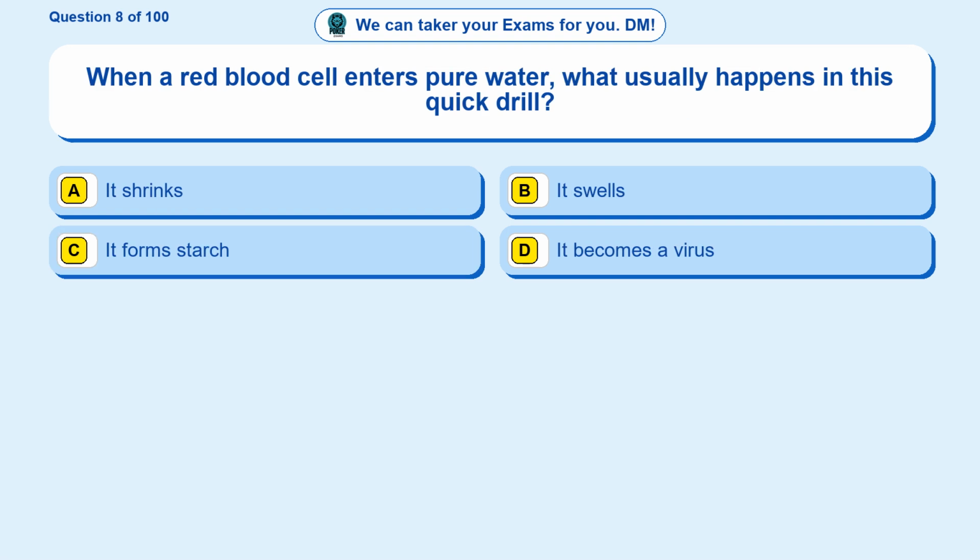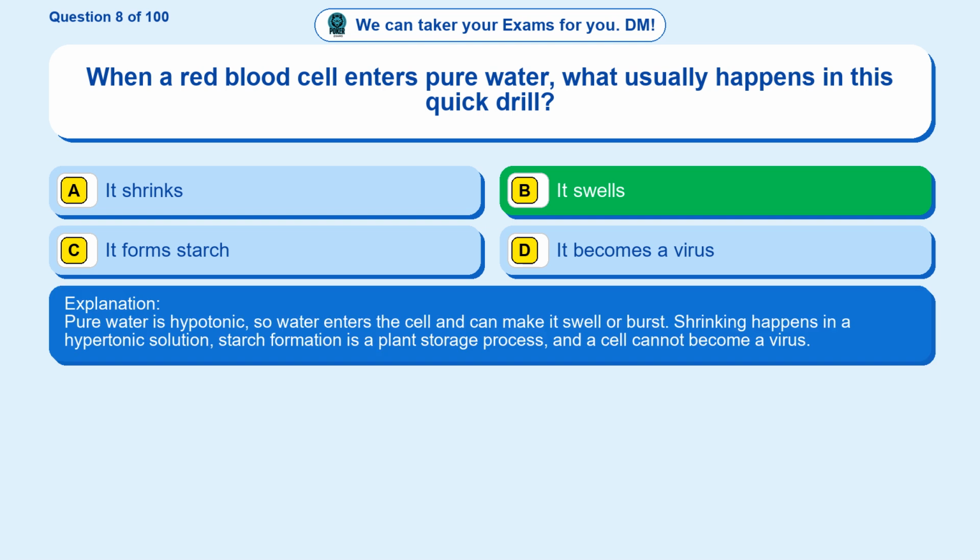Question 8. When a red blood cell enters pure water, what usually happens in this quick drill? Option A. It shrinks. Option B. It swells. Option C. It forms starch. Option D. It becomes a virus. The correct answer is option B. It swells.